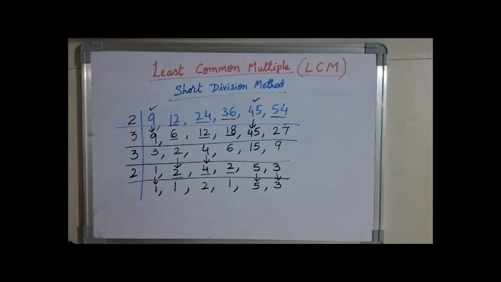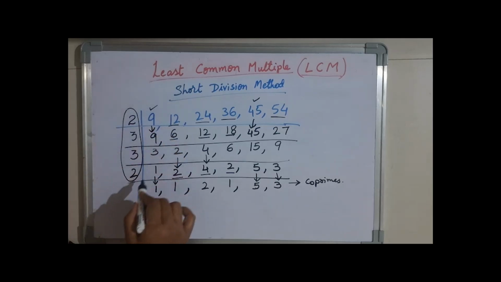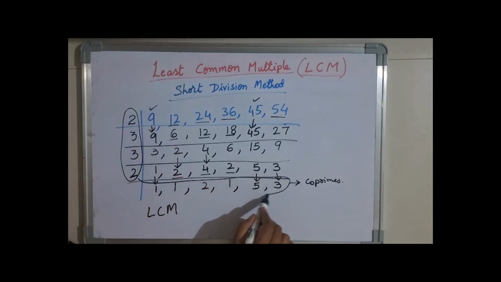Okay, children. Now here we can see that 1, 2, 5 and 3 numbers are left over here, isn't it? So these are co-prime numbers we got, because no common factor. At least two numbers also don't have any common factor. So here we got co-primes, so we can stop here. Now what will be our LCM, children? Here all these factors as well as all these leftover co-primes, if you multiply, then we will get our LCM.